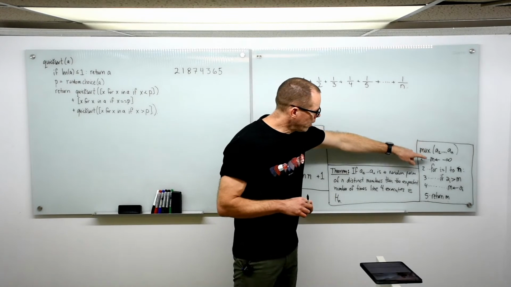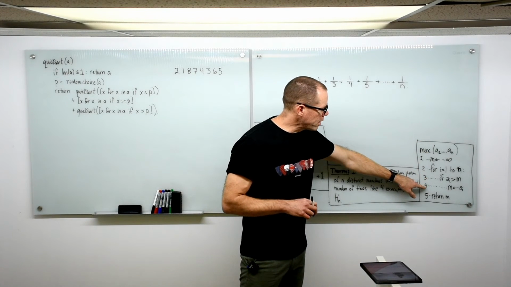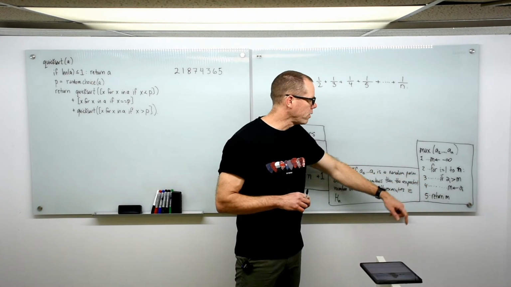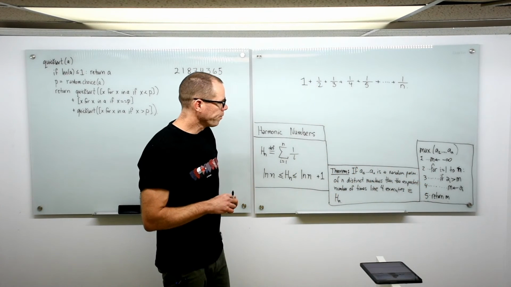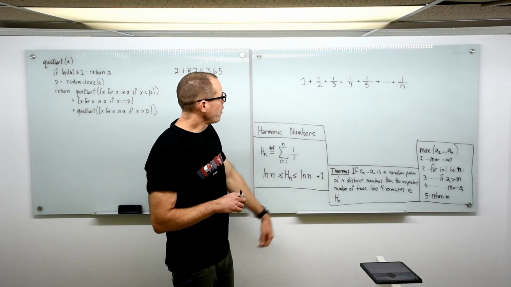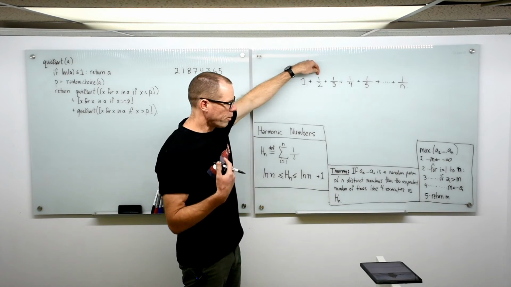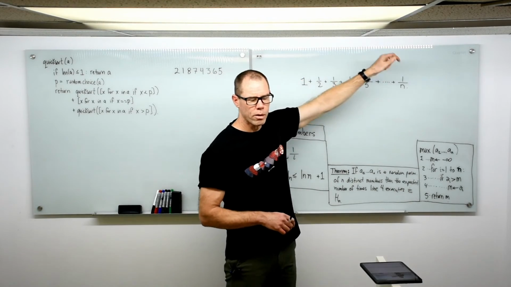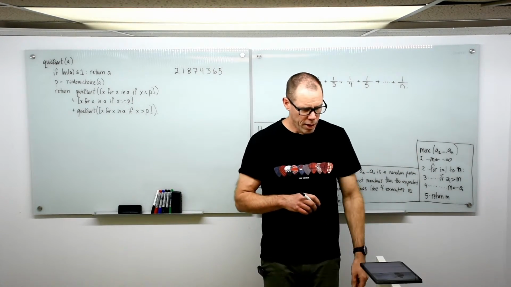The first time through this loop, we always execute this line because m is minus infinity, so the first time through this definitely executes. The second time through, the probability that we execute this line is 1/2. The third time through, it's 1/3, and so on. So that's how you get that result.